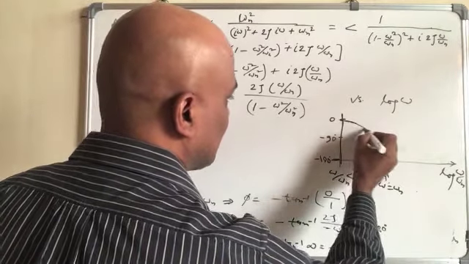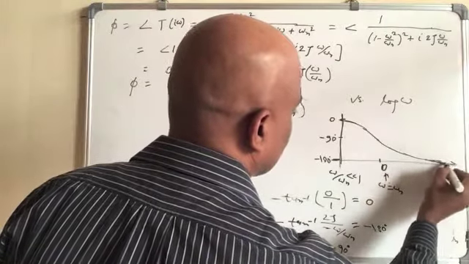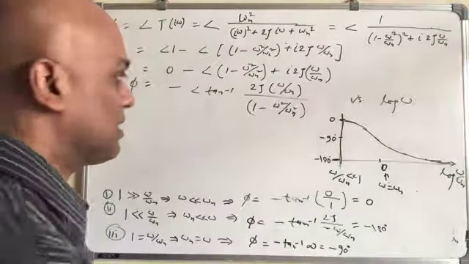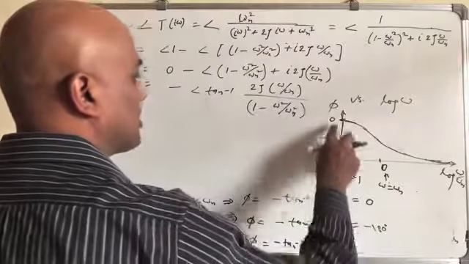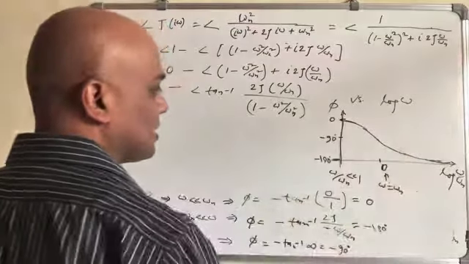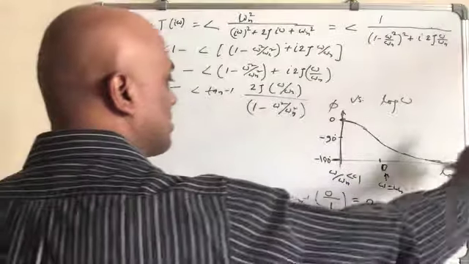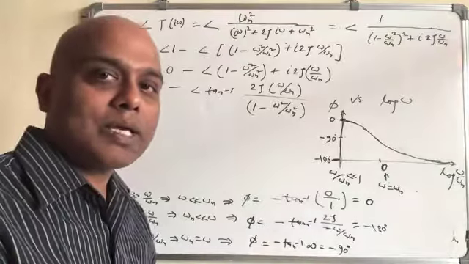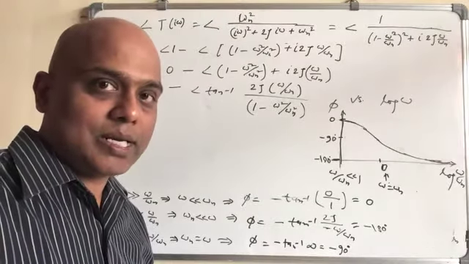It goes here, and then goes towards 180 degree. So this is how the phase angle, this is the phi you are plotting. From 0 it is going to 180 degree as omega goes from very small to very large values. So this is what we get for the second order system. Okay, that is all for today.